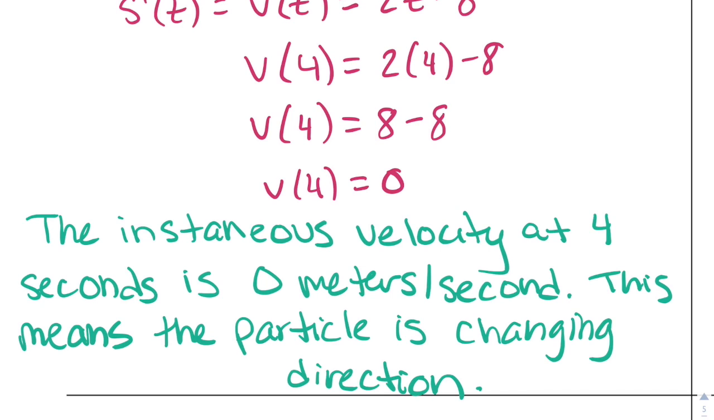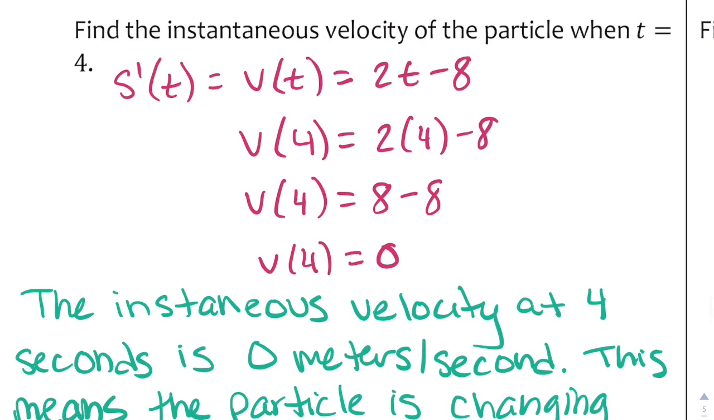We accidentally found where it changes direction. If we set this equal to 0, we would get 4. So that's where we see the change of direction. Again, this is the only answer I'm looking for. You don't really have to explain it. I chose to explain.